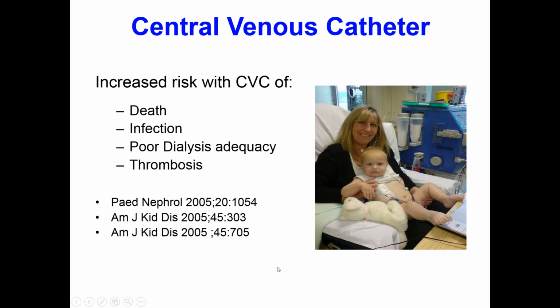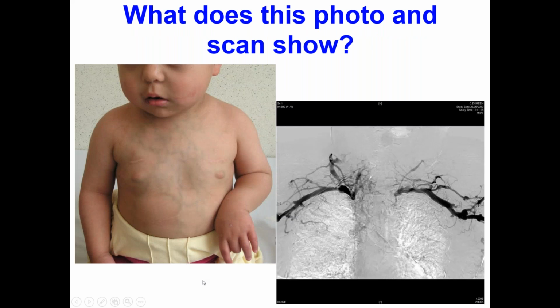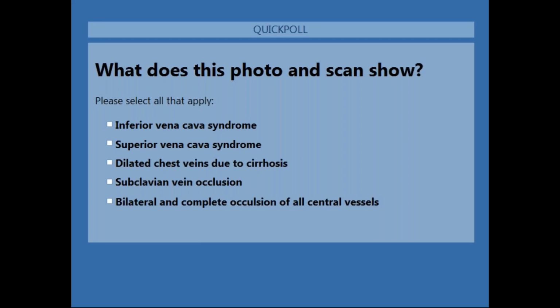Let's look at this scan here. You see this photograph of this child, and then you see his arteriogram. I would like to ask you a question now about what you see in this photo and what the scan shows. So let's start this question. Take a look again at the photo and the scan and tell me what it shows. In the same patient, what conclusion do you draw from this imaging?